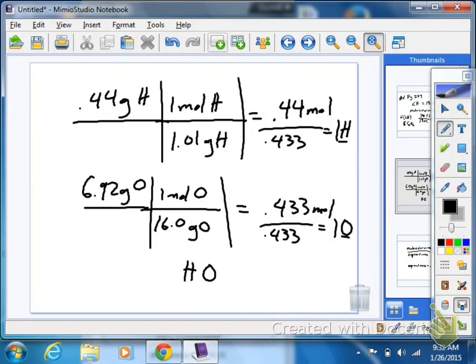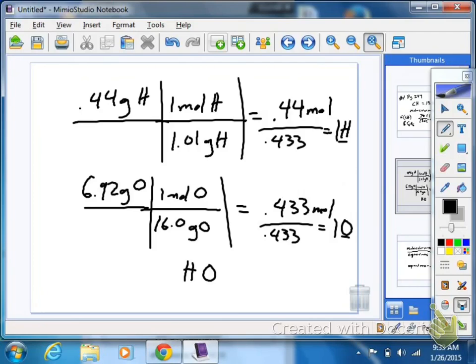Look at the setup. The first thing we have to do is change grams to moles to find the exact number of moles so we can compare the relative number of moles. And if you notice, basically they're the same number of moles. So then our formula for empirical formula is HO. That is our empirical formula.